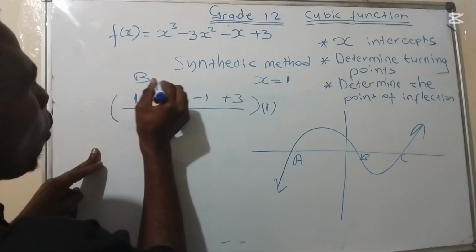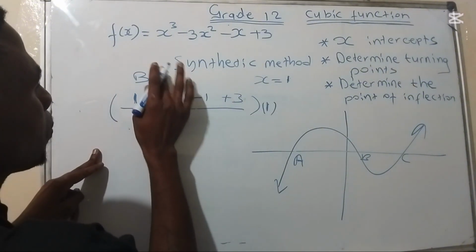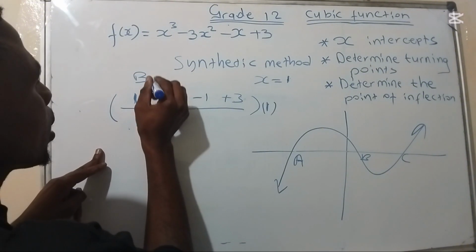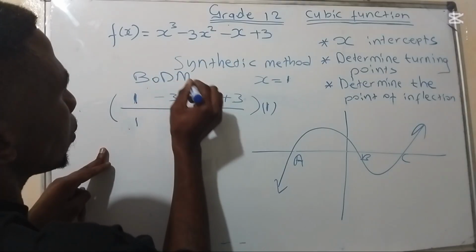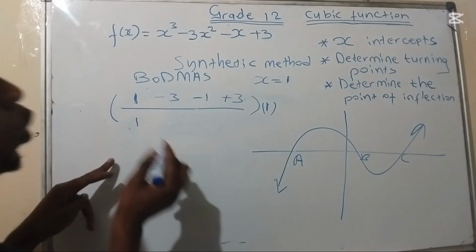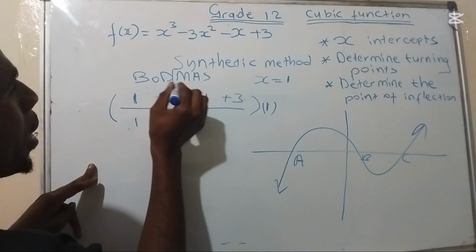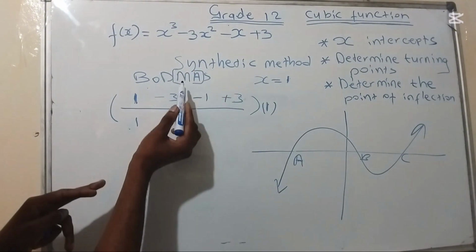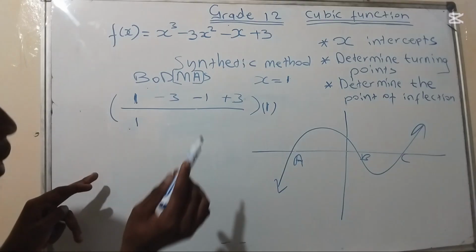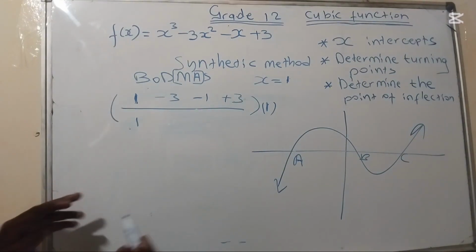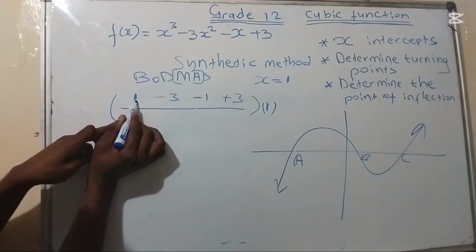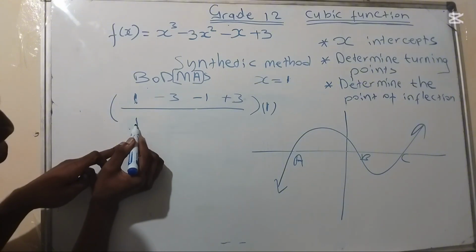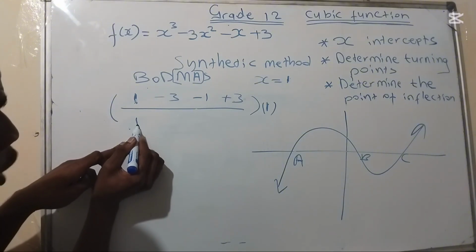Then we are going to use BODMAS. There is what we call the BODMAS. On BODMAS we are going to use M and A. We are going to use the multiplication and also the addition. Only those two, right? Here we have the coefficient of x cubed, right?